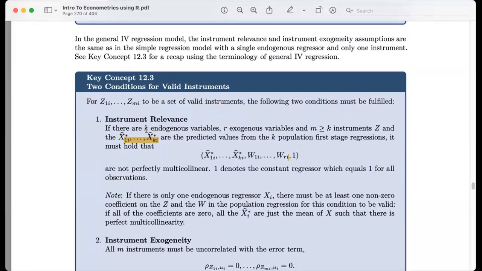For the instrument to be relevant, if there are k exogenous variables and there is over identification, the instrument Z and the predicted values from the population first stage regression must hold that there should be no perfect collinearity between the predicted values of the endogenous variable from the first stage and the exogenous variables. When there is perfect collinearity, then the instrument cannot be a relevant instrument, so one of the assumptions of a valid instrument will be violated.